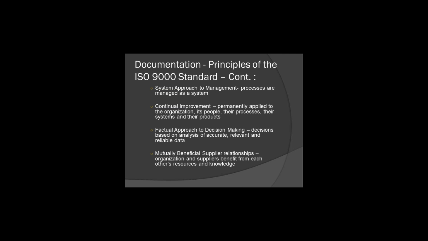Then mutually beneficial supplier relationship. So there should be a mutually beneficial supplier relationship, a principle of the ISO 9000 standard. That means the organization and the supplier benefit from each other's resources and knowledge. That means the customer is applying for the product and the business is selling the product, and the business gains knowledge, or gains a profit, when the customers take the goods.